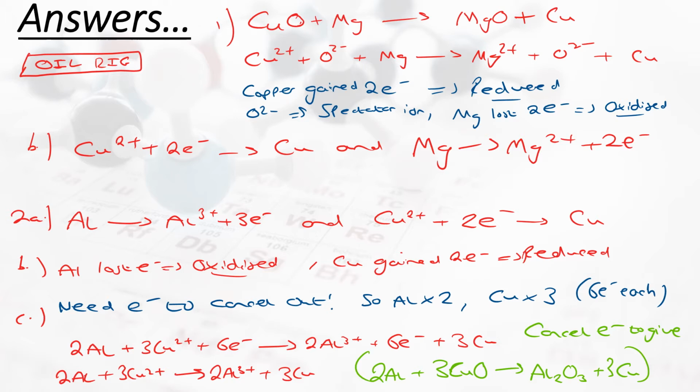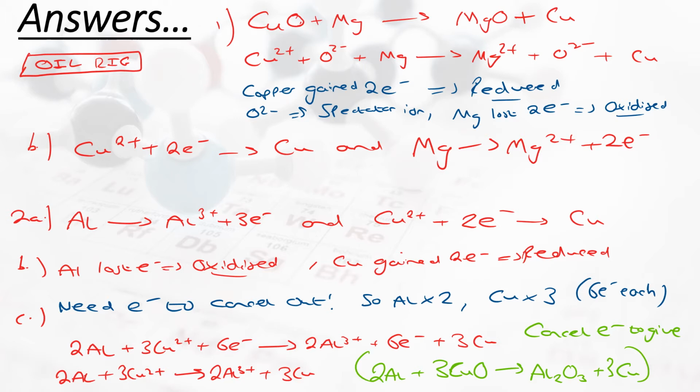And then our magnesium has gone from being elemental magnesium, neutral magnesium, to a magnesium 2+ cation. And so the magnesium must have lost 2 electrons. And so we say that because we've lost electrons, our magnesium has been oxidized. And then note again in this example, we have our O2- anions present on both the left and the right hand side. So our oxide ions are just spectator ions. They're present in the equation, but they don't actually get involved in the reduction or the oxidation.